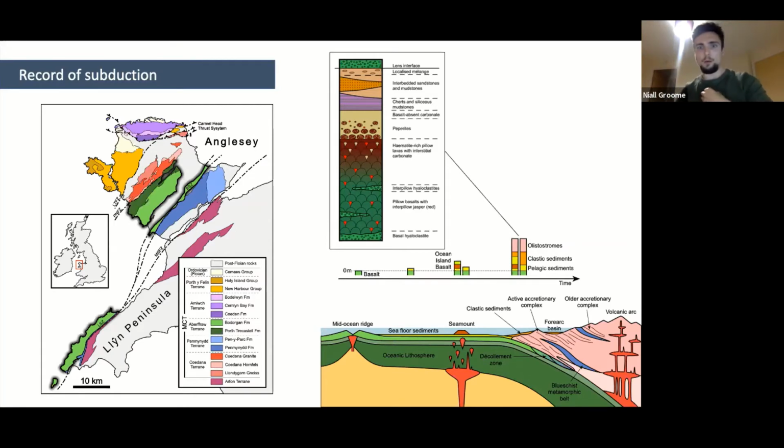And along with geochemical analysis of the basalts, which again has the affinity of this mid-ocean ridge signature, we can then pretty confidently claim that we have accreted material from an ocean floor.